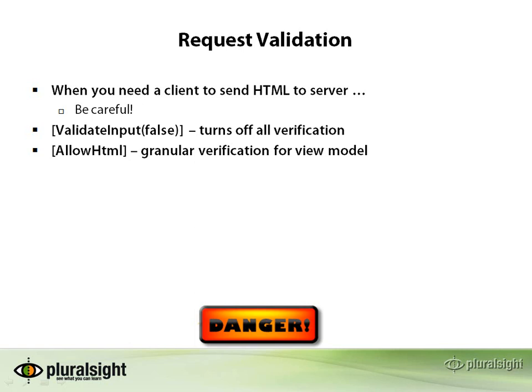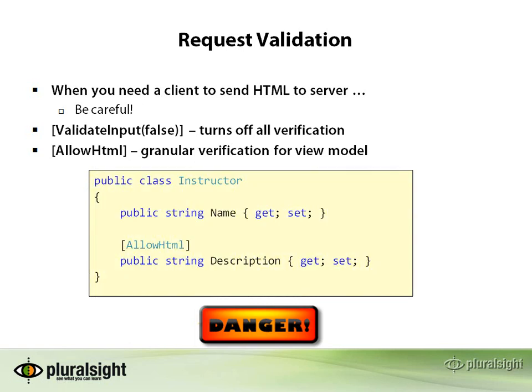You can decorate a view model property with the AllowHtml attribute, and ASP.NET MVC will allow HTML to pass through. Here's an example of an Instructor class that has the AllowHtml attribute on the Description. This will allow HTML to pass through and be posted to the server and put into that property, but you still need to be careful, as I'm about to demonstrate.